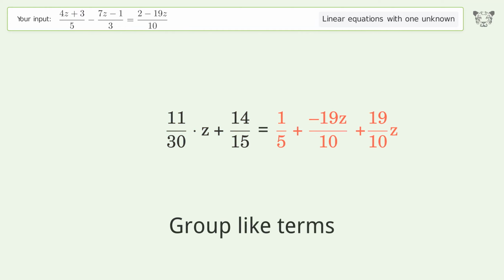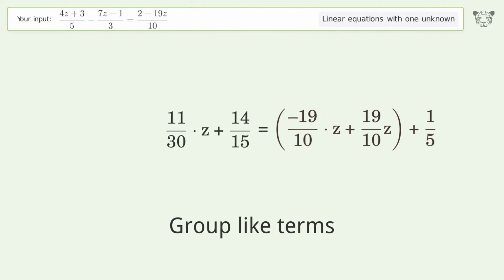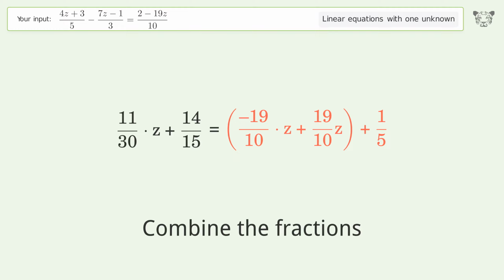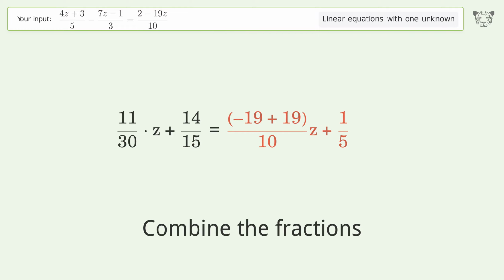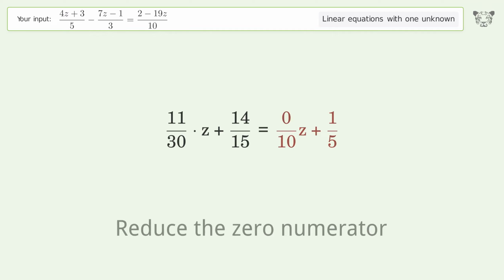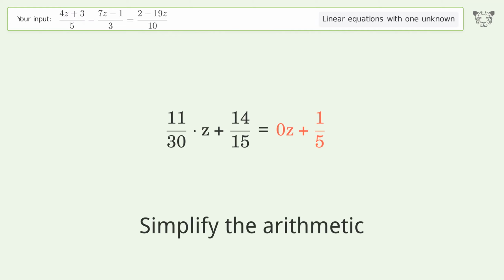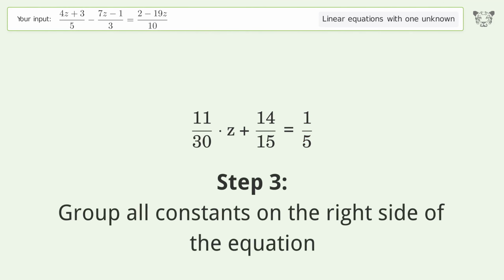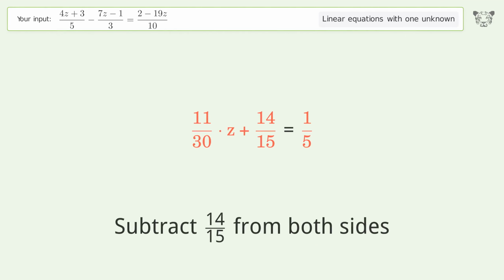Group like terms. Combine the fractions. Combine the numerators. Reduce the zero numerator. Simplify the arithmetic. Group all constants on the right side of the equation. Subtract 14/15 from both sides.